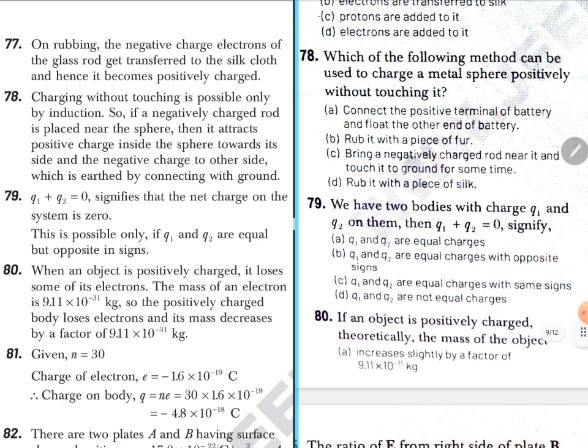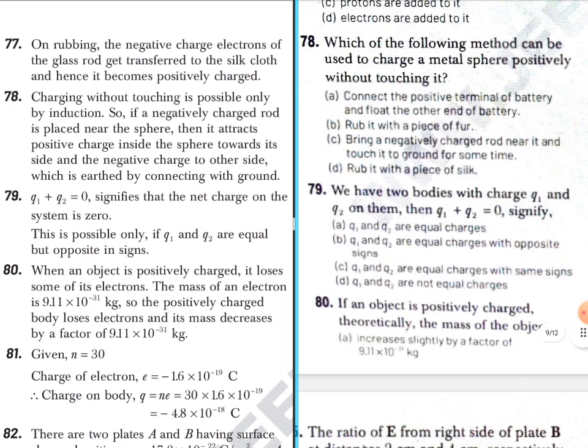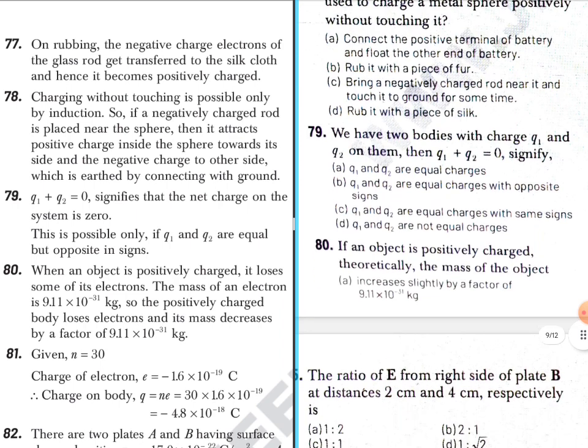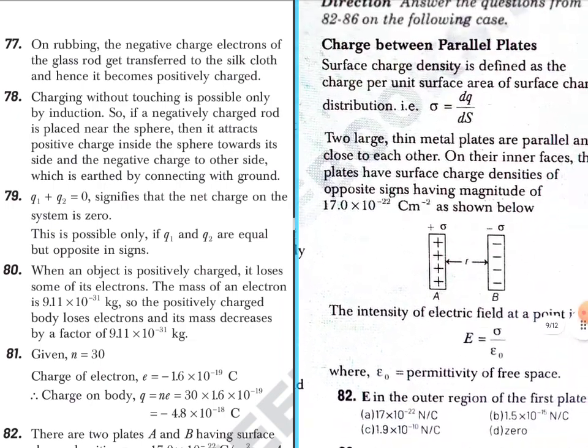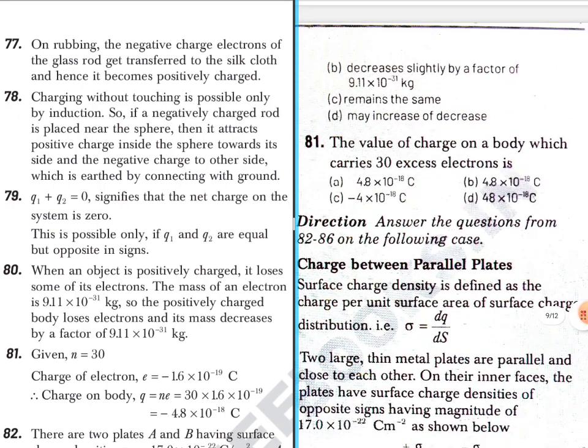79th question. We have two bodies with charges Q1 and Q2, and Q1 plus Q2 is equal to 0. So that is equal and opposite charges Q1 and Q2. So option number B. If an object is positively charged, theoretically the mass of the object decreases by 9.1 into 10 to the power minus 31. So let's go to the 81st question. It decreases by a small factor. B is the option for it.